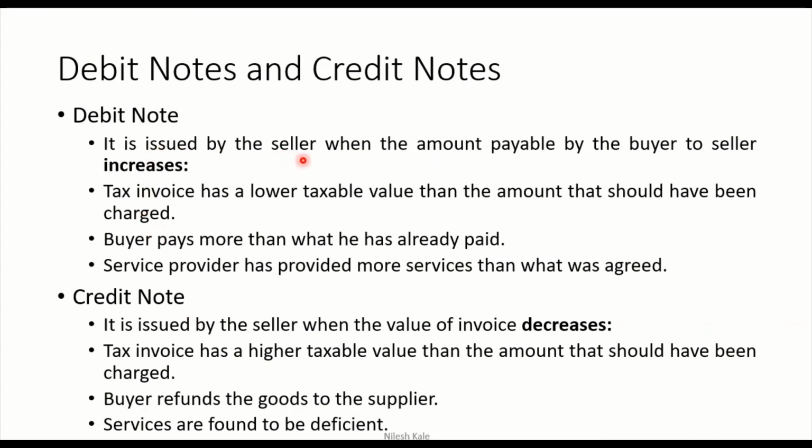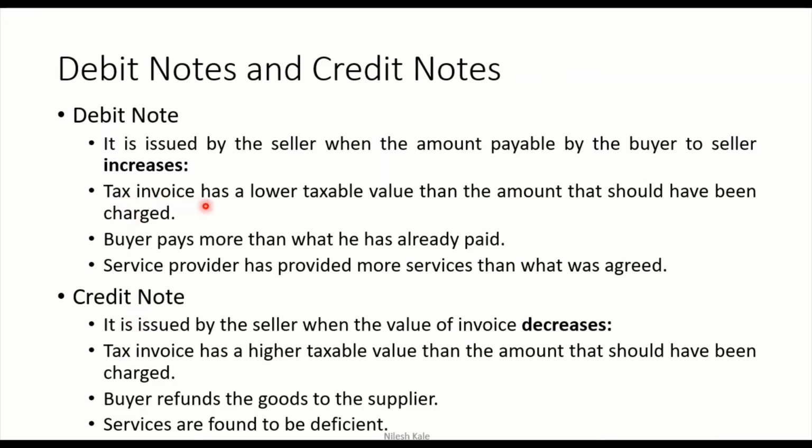Debit note is issued by the seller and credit note is also issued by the seller. A debit note is issued when the amount payable by the buyer to the seller increases. After the transaction has taken place, if the amount payable by the buyer is increasing, then the seller will issue the debit note. If it is decreasing, then the seller will issue the credit note. Okay, this is the difference.